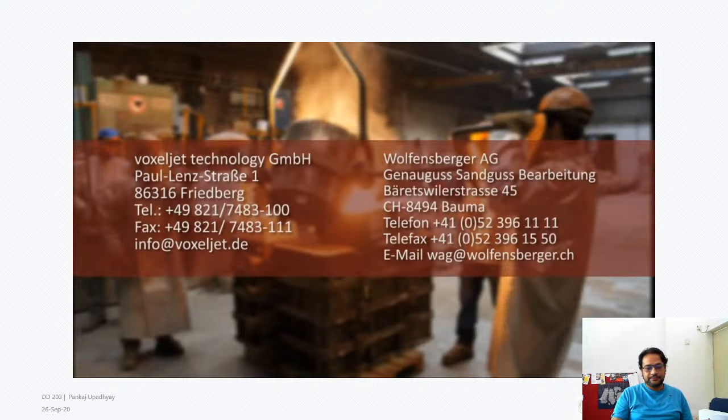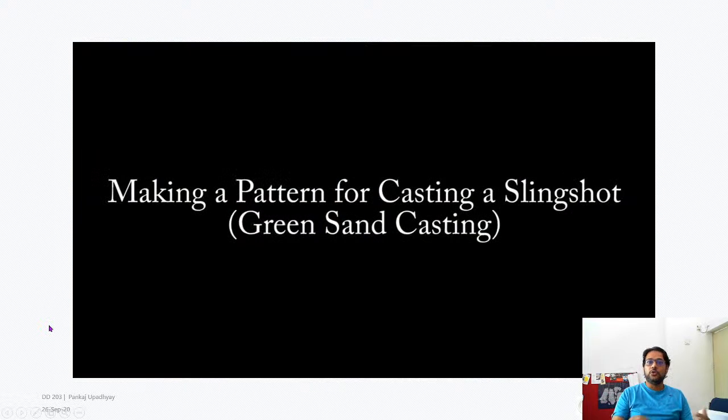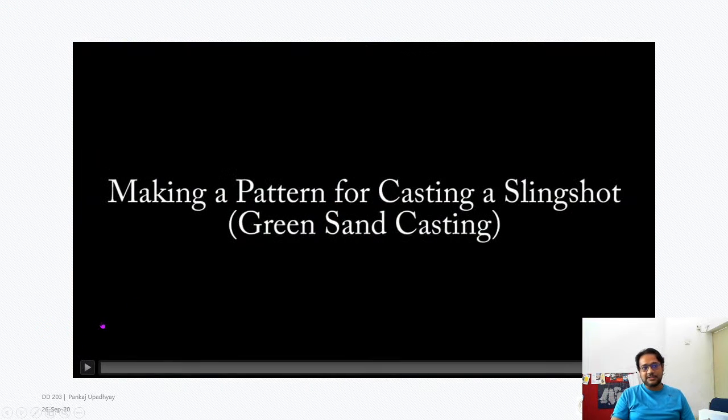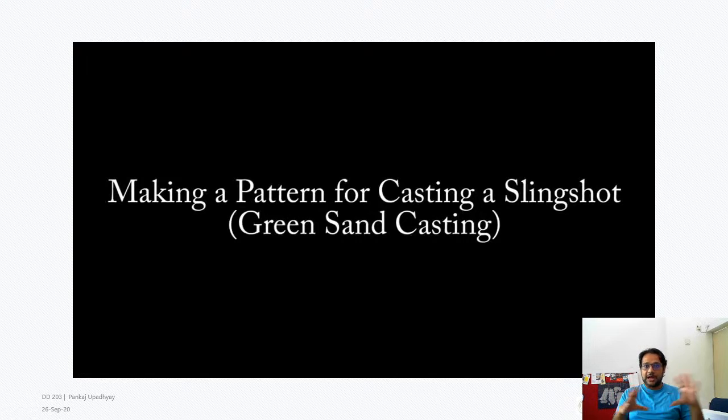Okay, so let's take a look at that. So now I can kind of go into the previous videos. So first, before starting the casting process, you need to make something with which you will be able to make a cavity. Okay, so you have a sand, you have a space. Let's say you want to make a cavity in sand using something, so that's something you need to make, and that something is called the pattern.